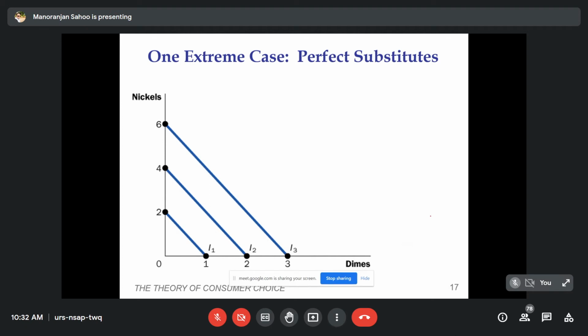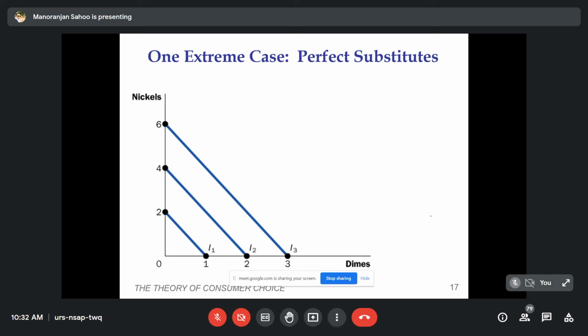Substitute goods. Substitute goods means when you can use one good for the other. These are called substitute goods. Two mobile phones of different brands, either iPhone or MI phone, are substitutes. You can use an MI phone, you can use an iPhone, the same work, but both are not perfectly substitute.